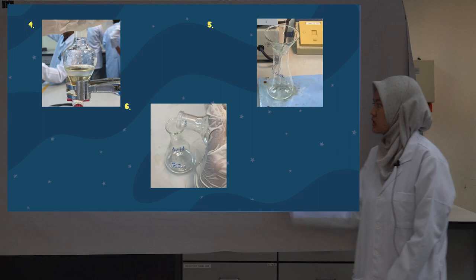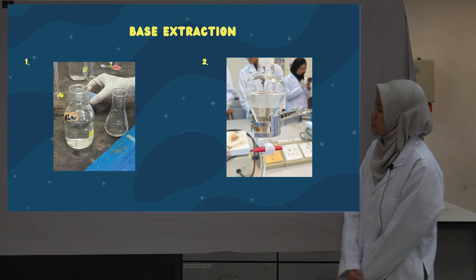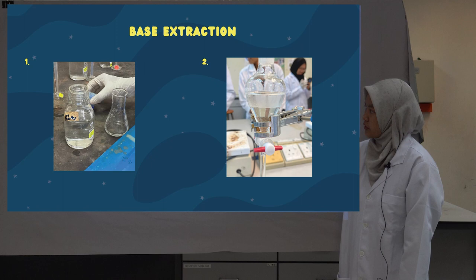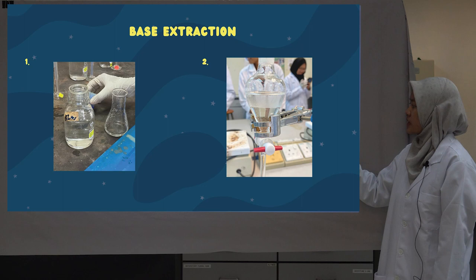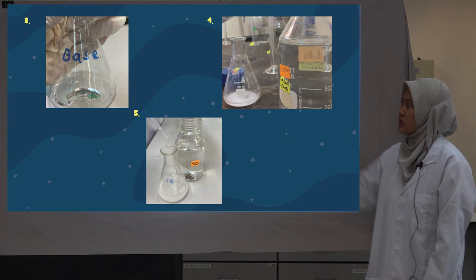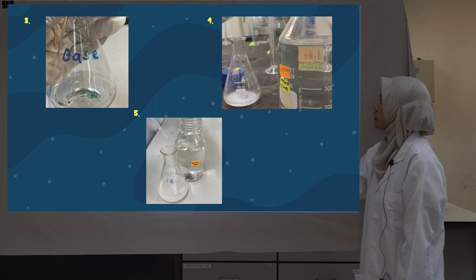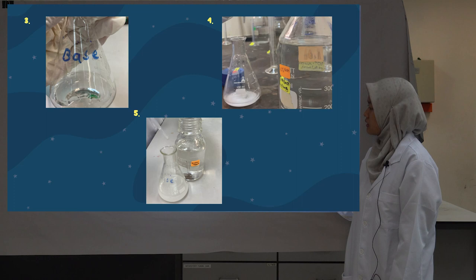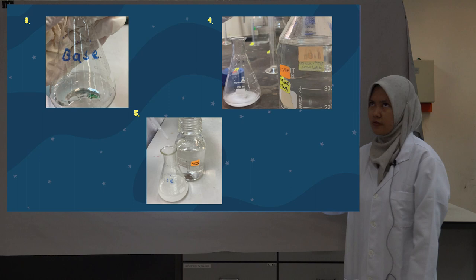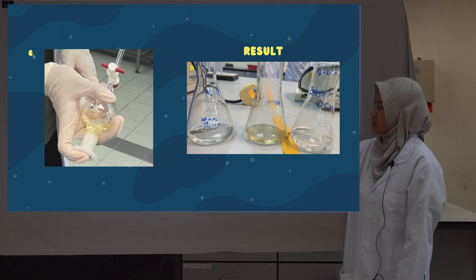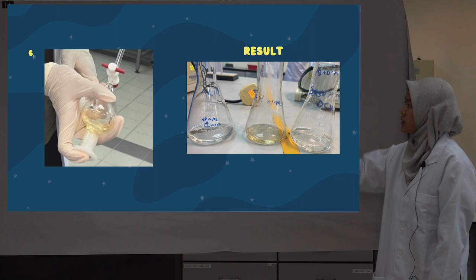Next, for the base extraction, we extract the DCM solution inside the mixture flask with 10 ml of 5% hydrochloric acid and pour it into the funnel. Allow the layers to separate and run off the bottom layer, which is the extracted hydrochloric acid, into the base flask. Then we basify the solution using 15 ml of 10% sodium hydroxide solution and rinse it two times with DCM solution, 5 ml at each addition. Then pour it into the funnel, close the stopcock and shake vigorously several times. Pour the bottom layer into the empty base flask.